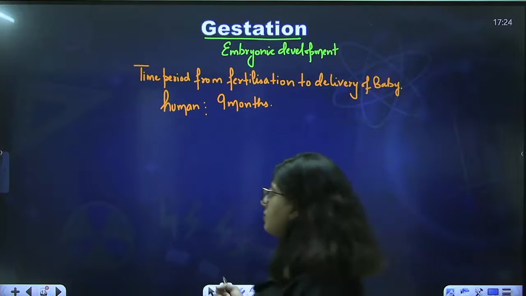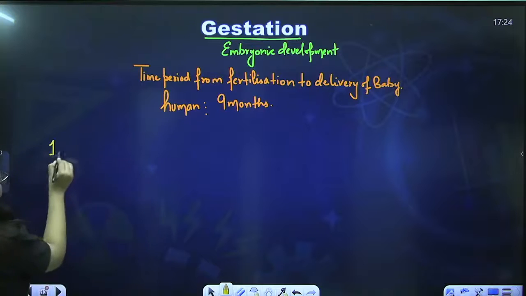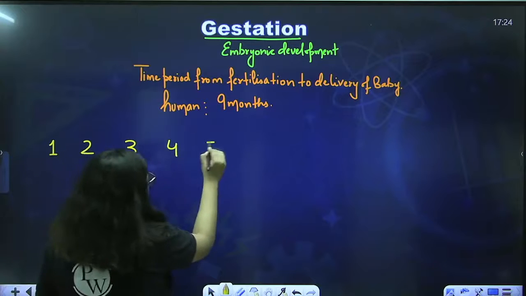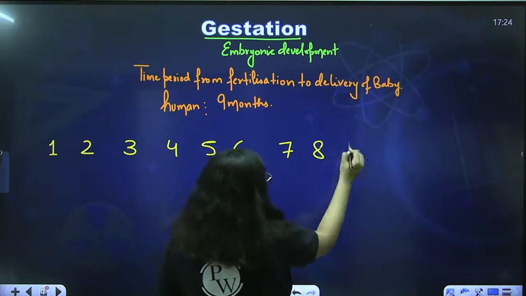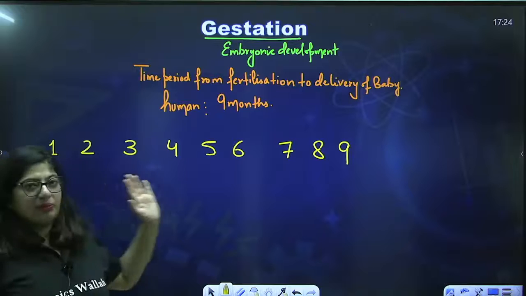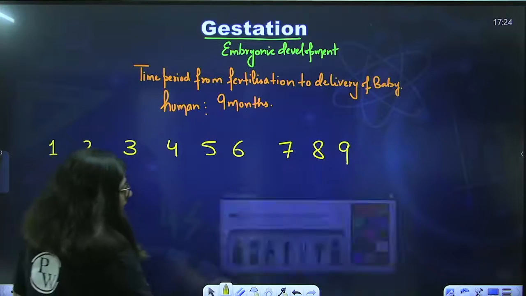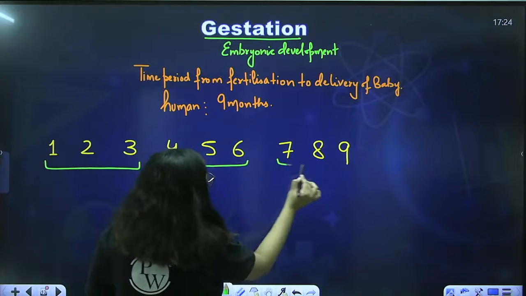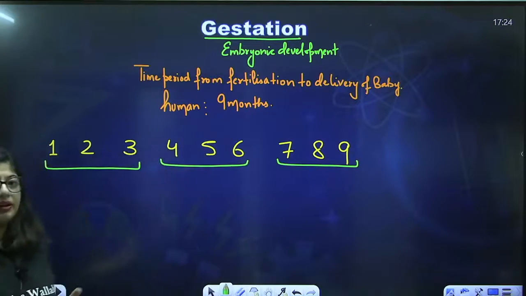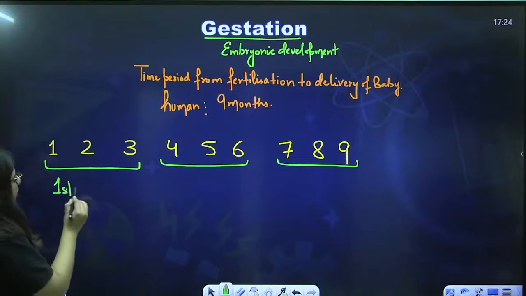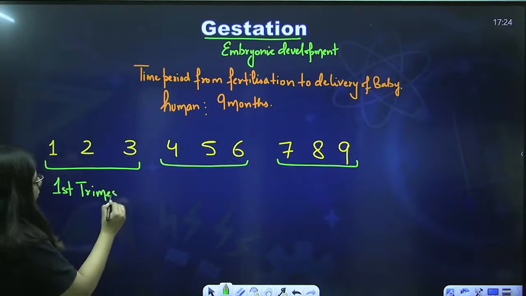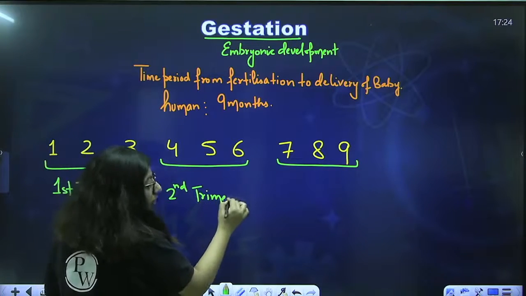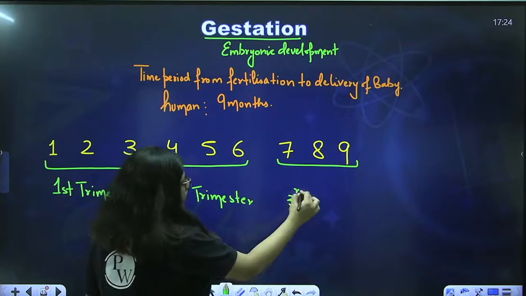Now, what is this trimester? For example, we have 1, 2, 3, 4, 5, 6, 7, 8 and 9 months. This is the period where the baby grows in the womb of a mother. Now, we have clubbed them like that. So, 3 months make one trimester. So, the first 3 months is the first trimester. The next 3 months is the second trimester. And now, this one is the third trimester.